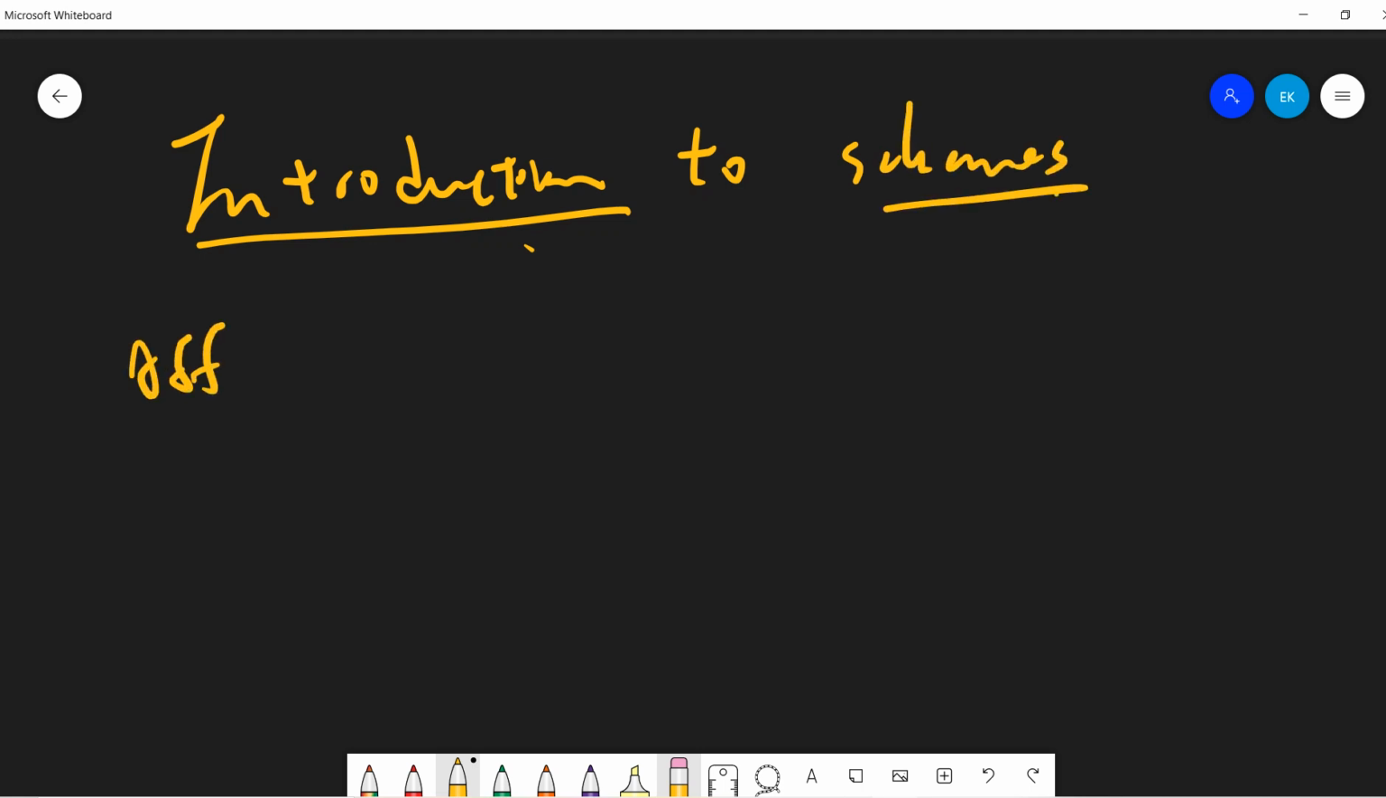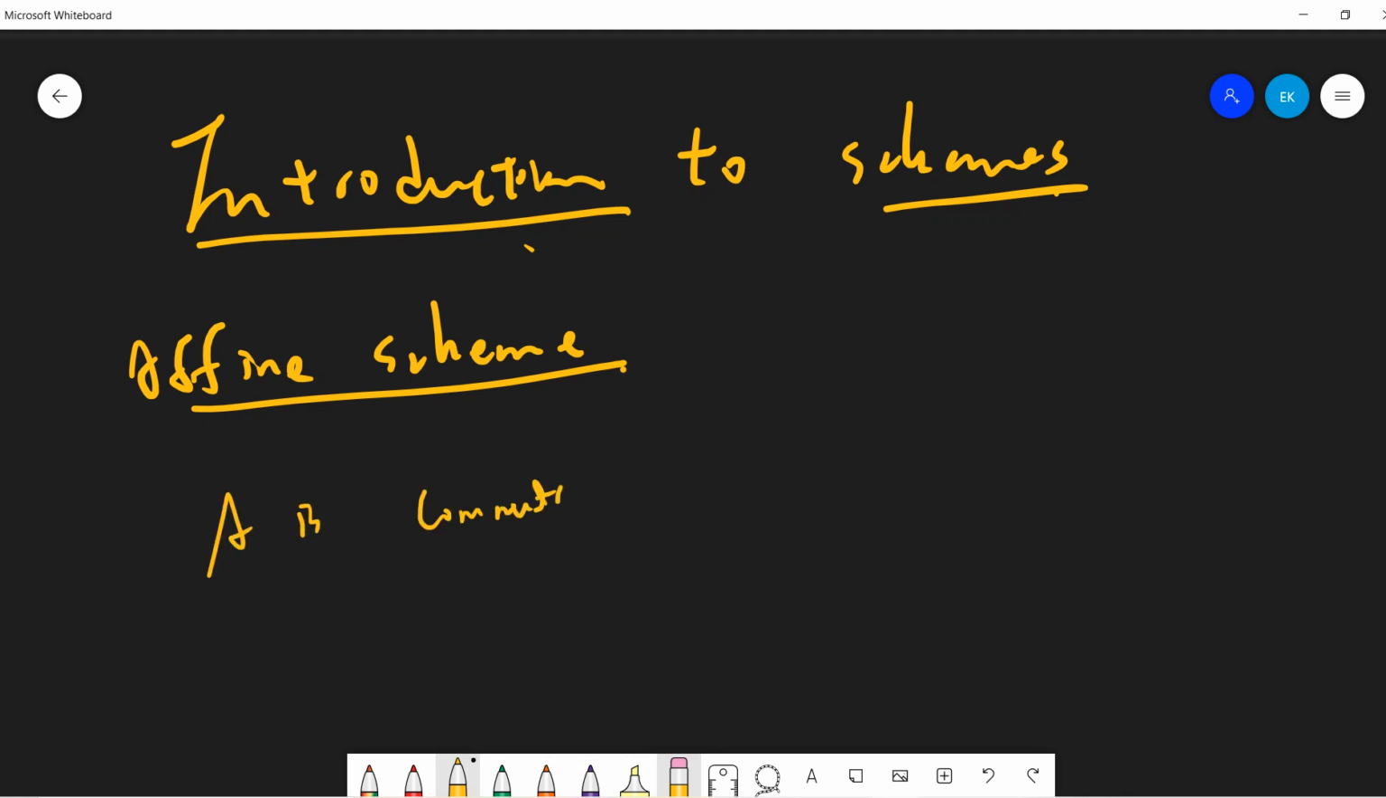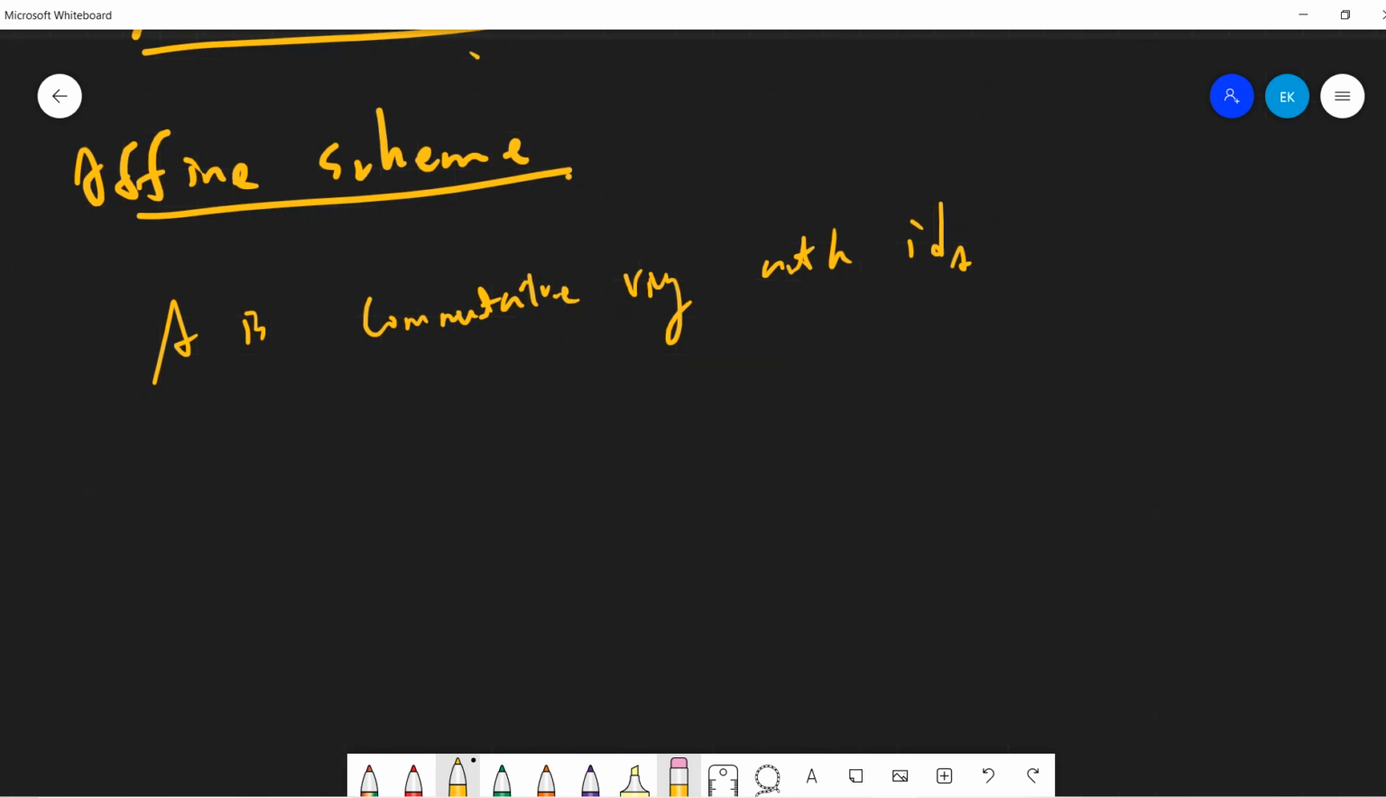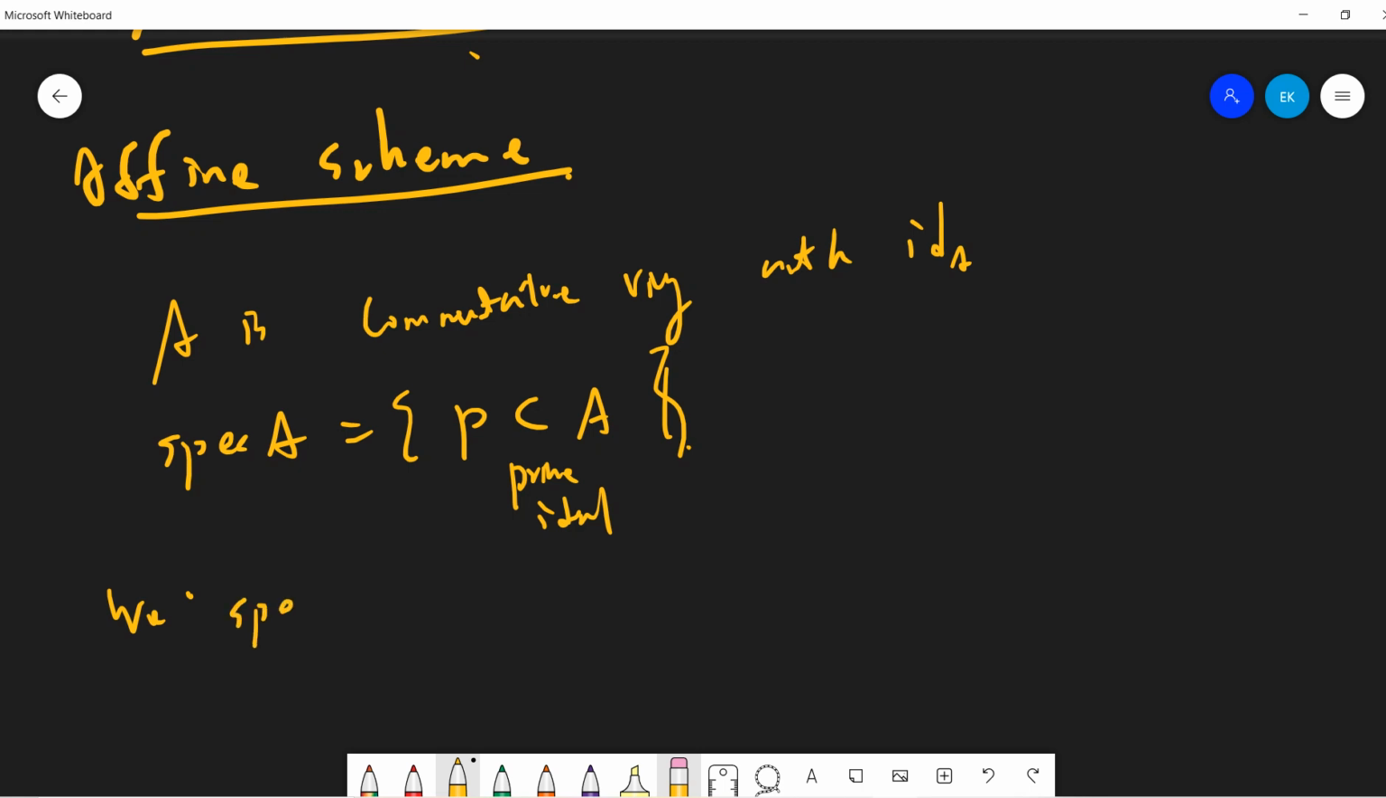Okay, so in these small videos, I just want to talk about the definition of the affine scheme. So this is very interesting. A is a commutative ring with identity. Then we can define Spec A. Spec A is the set of all P in A such that P is a prime ideal. So you take all the prime ideals of A and form a set. We want to view Spec A as a topological space.